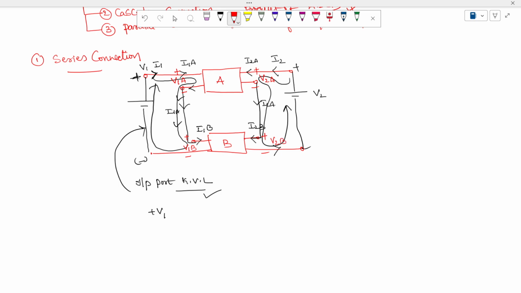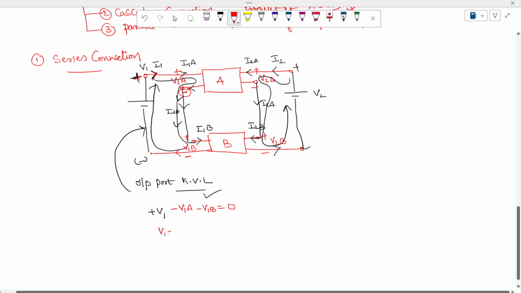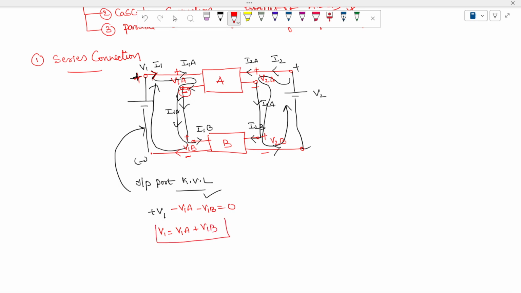When you apply KVL at the input port, the voltage I write as plus V1, and the current is leaving, so the leaving polarity is minus V1A, and the current enters the positive terminal and leaves the negative terminal, so minus V1B is equal to 0. And we can write this as V1 is equal to V1A plus V1B, which is our KVL equation.